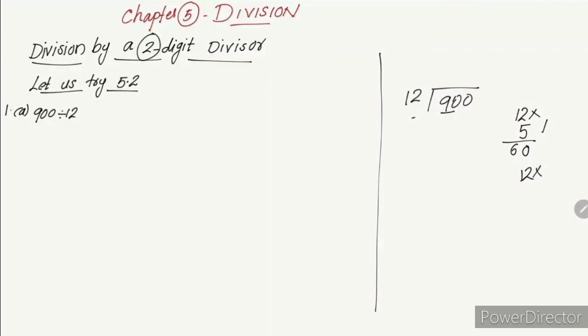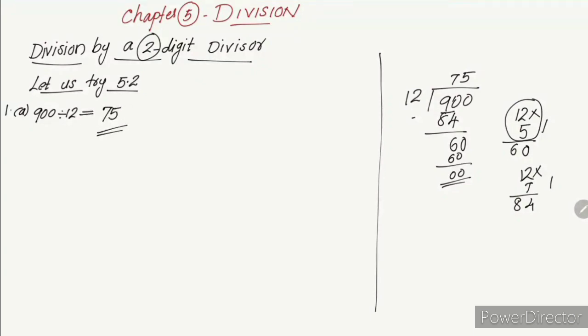Okay, 12 into 7. 14. 1 into 7, 7. 7 plus 1, 84. That is almost okay. So 7 into 12 we will get 84. And 90 minus 84 we will get 6. Then write the 0. And in 60, how many 12s? We already found that 12 into 5 will get 60. Then we'll get 0 as the remainder. Then 900 divided by 12 will get 75. Okay, this is the way of division by a two-digit divisor.